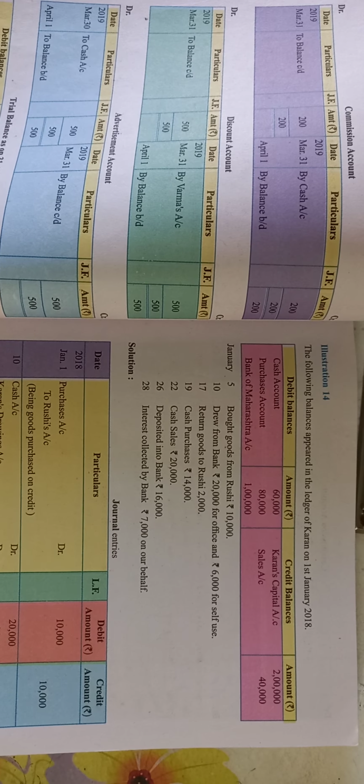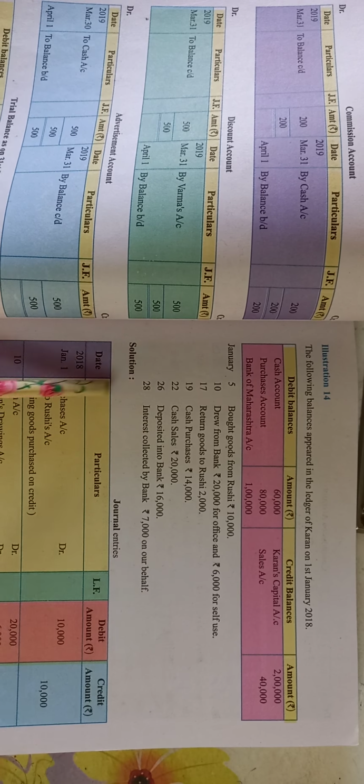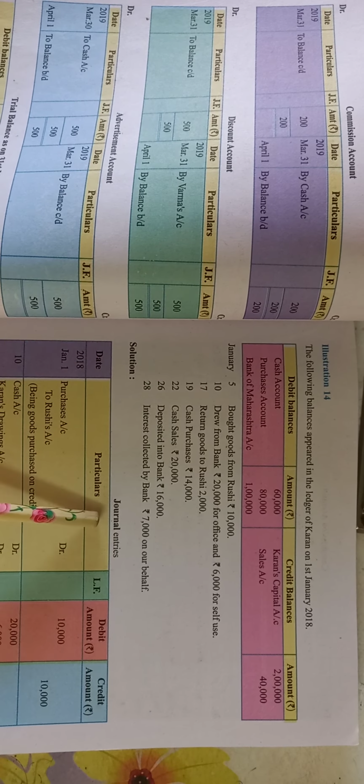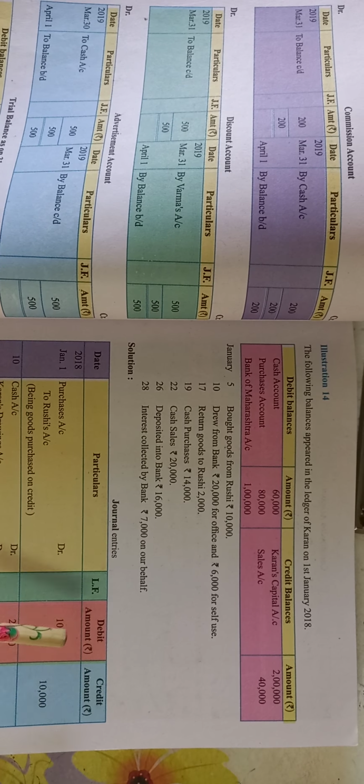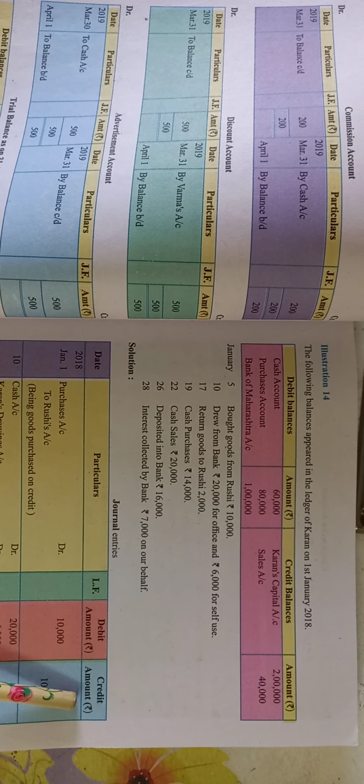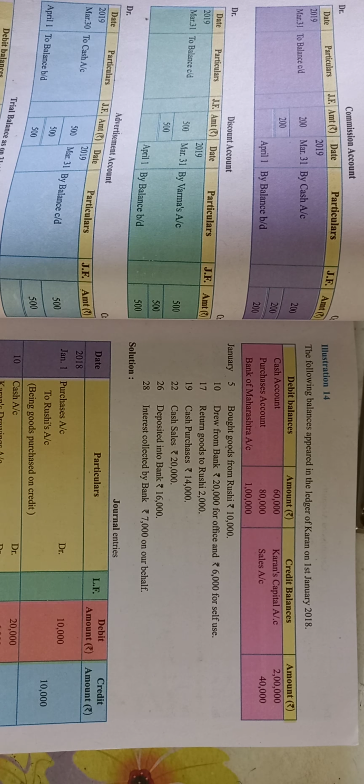In this question, we have to prepare journal entries and after that, ledgers. So we have to start with journal entries. This is the format of journal entries: date, particulars, LF, debit amount rupees, credit amount rupees. In the books of Kiran, we have to pass journal entries.